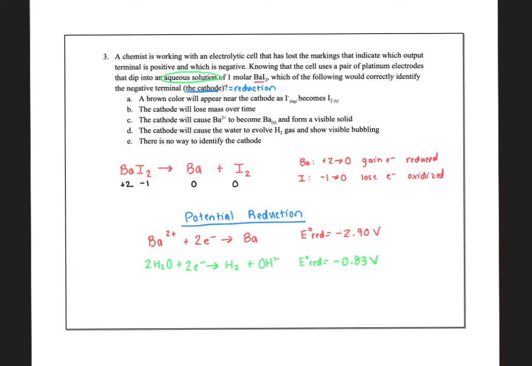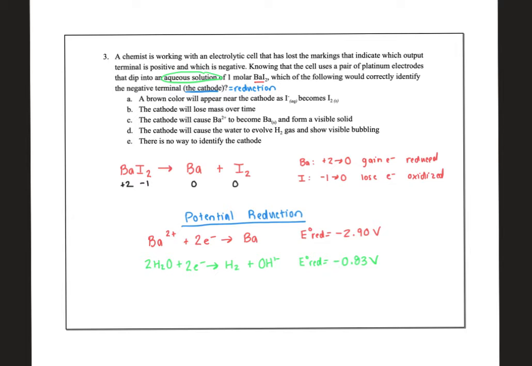So we take the barium half reaction, Ba2+ is going to gain 2 electrons to make the barium solid. I look at my chart and get the reduction potential for that half reaction as negative 2.9 volts. Here's the kicker. We have an aqueous solution, which means this half reaction competes with water. Water could also be reduced. So here is the reduction half reaction for water. We need to be able to recognize that on a chart. And we know that it has the reduction potential from the chart of negative 0.83 volts.